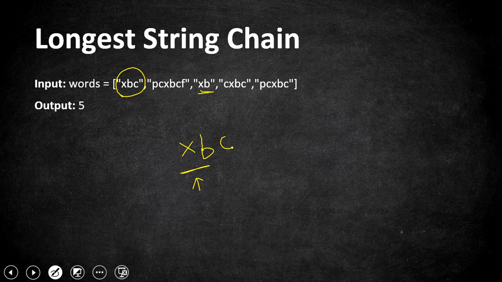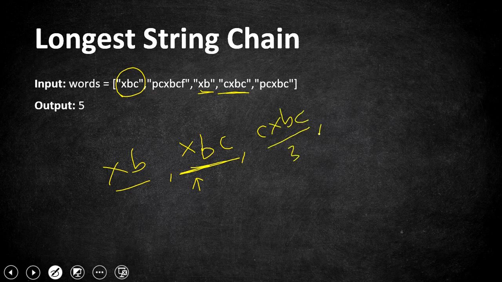So far we have XB and XBC as a chain, and the next word is going to be of next length because we can add only one character to this word, so that if the word's length is 3, then the next word must be of length 4. So let's search for the word of length 4. This is the word and we are checking whether we can form this word by adding one character. Yes, we can form by adding C in the front. So this is going to be the next word in the chain.